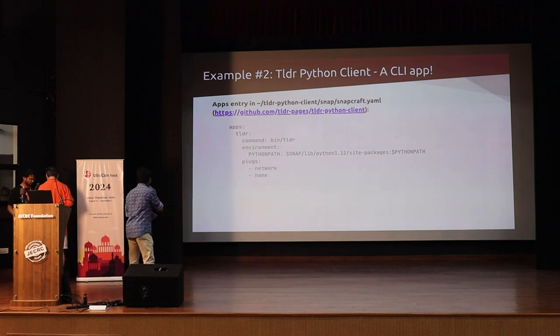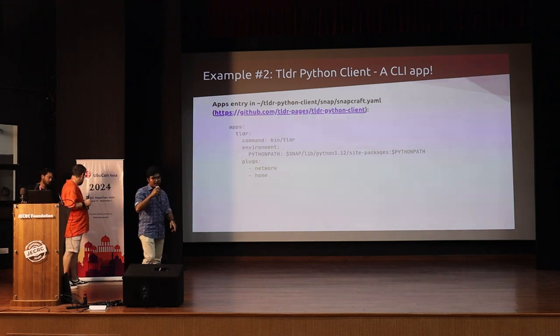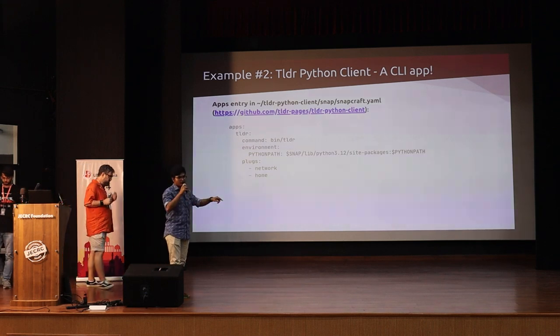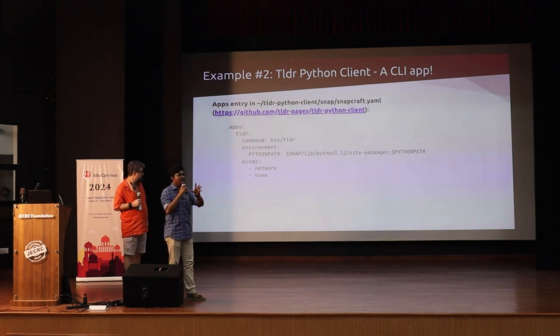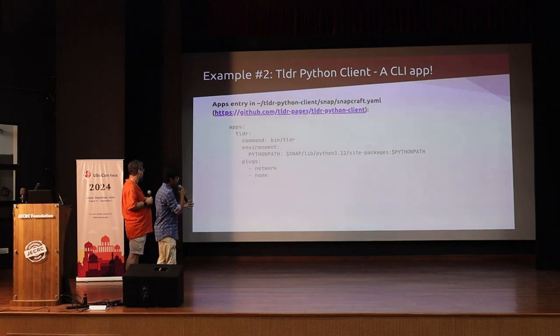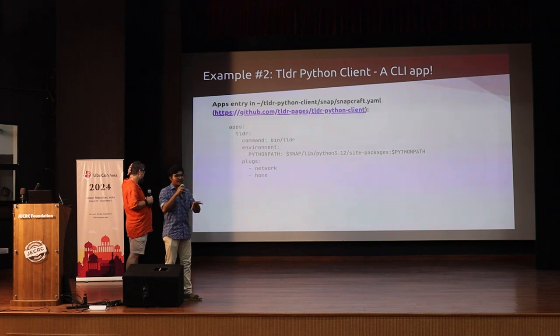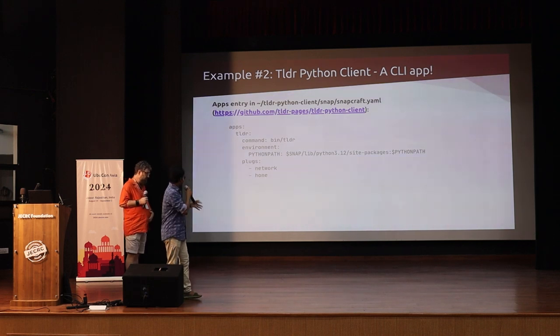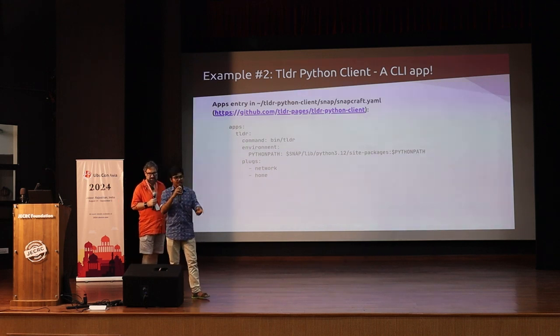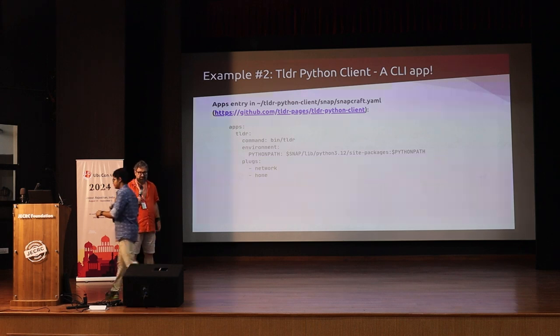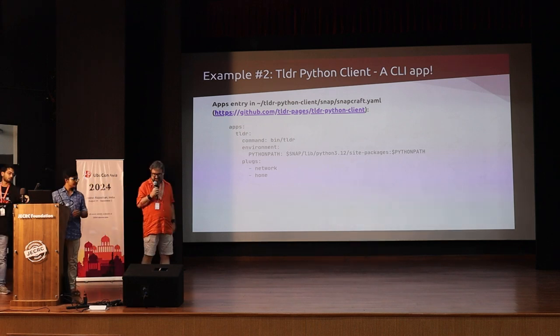And now we are explaining the plugs, that is network and home, because this app will use the home to have access to some files that might be used as offline caching and all. And obviously network, because it fetches the database from their repository directly, not using any local file when possible.